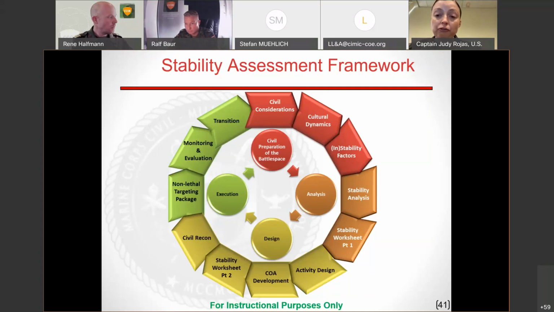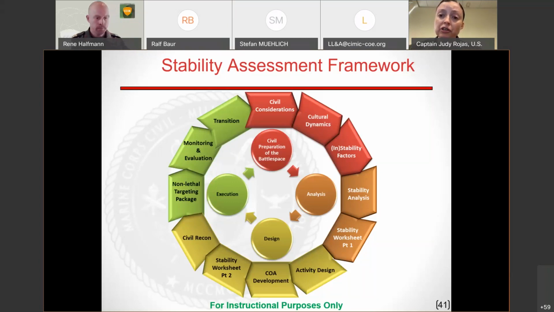Then for design, we have 4 parts: activity design, that COA development. Then we've got the stability worksheet, the 2nd part. And then we do civil reconnaissance, the actual act of conducting civil reconnaissance out in the field. And then execution is that 4th component, where we then influence the targeting cycle by submitting non-lethal target nominations. And then we start our assessment by monitoring and evaluating, and then we do transition. So this right here is just a quick overview and summary of what the whole process looks like. Now let's get more into detail. Next slide, please.